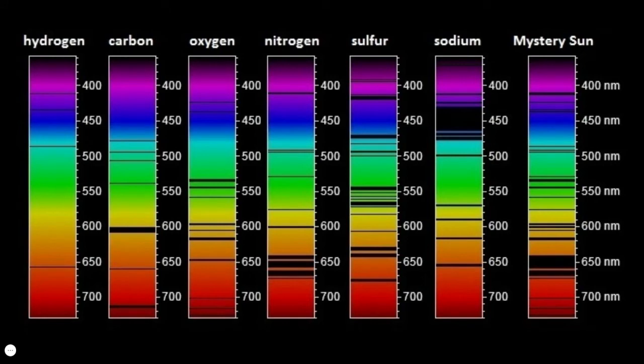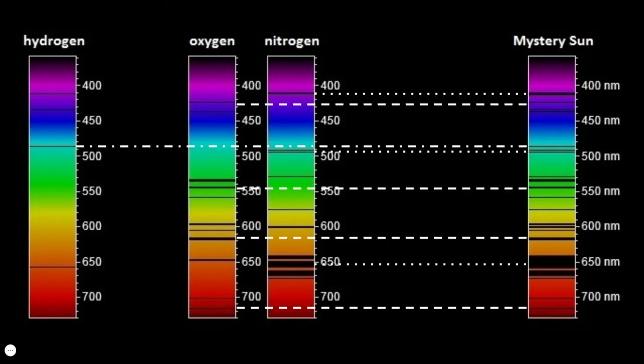Question 5 has a mystery sun that, again, has 3 different elements in its atmosphere. See if you can find all 3. This mystery sun has hydrogen, oxygen, and nitrogen in its atmosphere. Again, we're looking for unique banding patterns for each element.